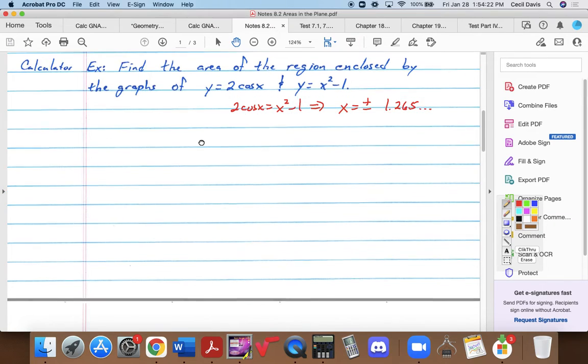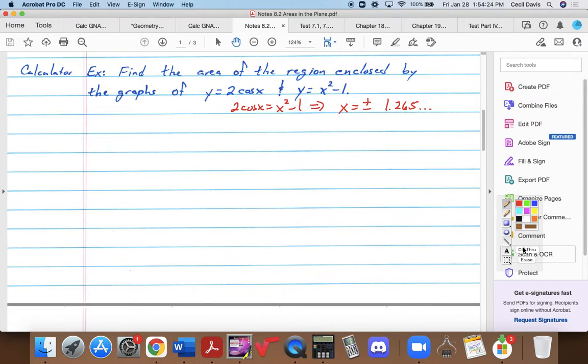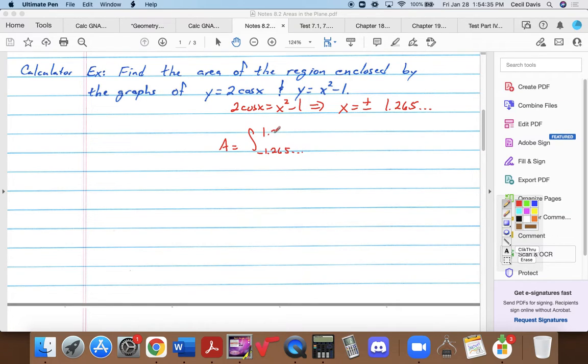So my area is going to be equal to the integral from negative 1.265 yada yada yada to positive 1.265 of 2 cosine of x minus x squared minus 1 dx.